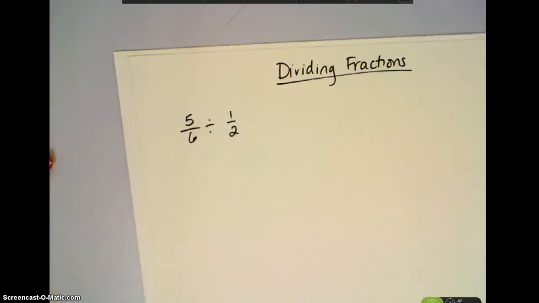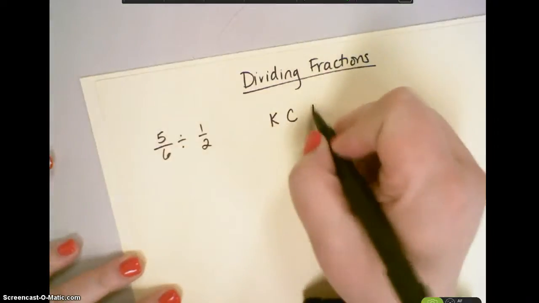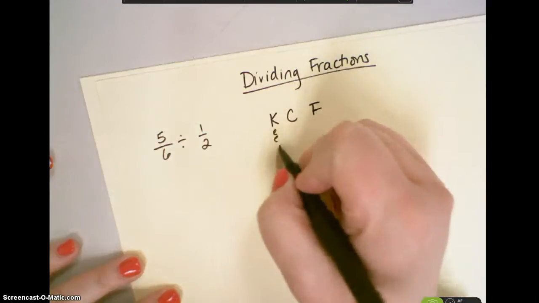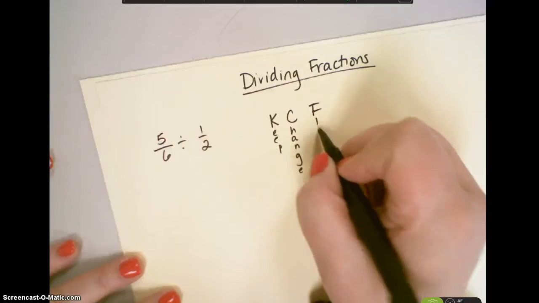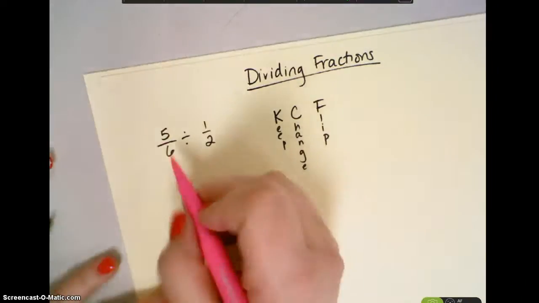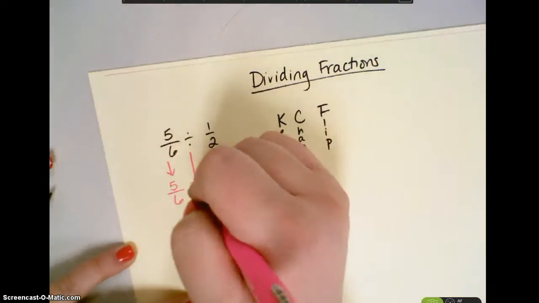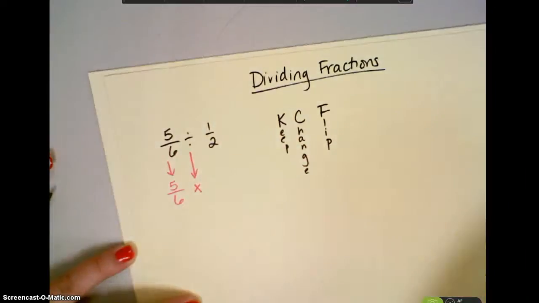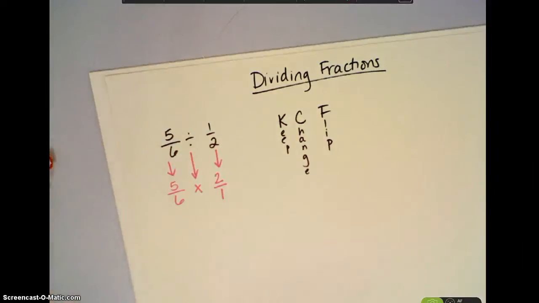Okay, so our rule with dividing fractions is that we are going to do KCF, which is to keep the first number, change the sign, and flip the second fraction to its reciprocal. And reciprocal means that it flips, so the denominator becomes the numerator, numerator becomes the denominator. So when I rewrite this, I'm going to keep this first fraction the same. I'm going to change the division to multiplication, and then 1/2 is going to be 2 over 1. So I just flip my fraction.